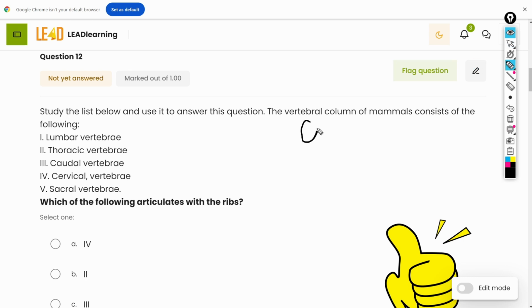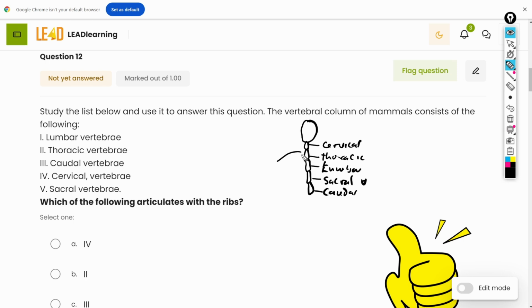Now, just after the skull, the first set of bones are the cervical vertebra. The second set of bones are the thoracic vertebra. The third set of bones are the lumbar vertebra. Then the fourth set of bone is the sacral vertebra, and then the last set of bone is the caudal vertebra. Now the ribs are all connected to the thoracic vertebra.